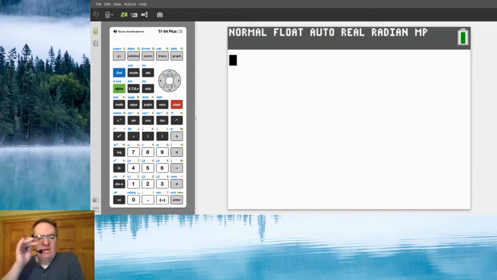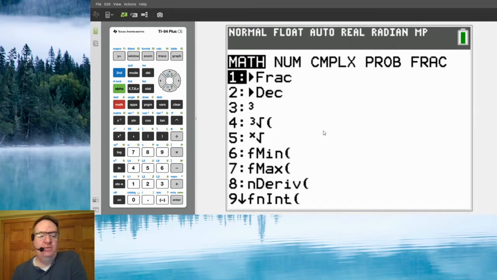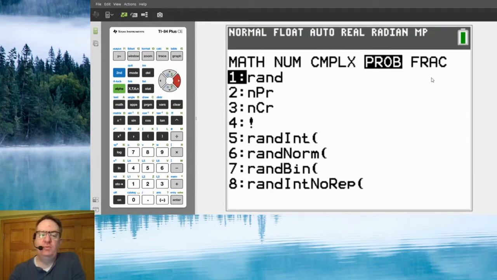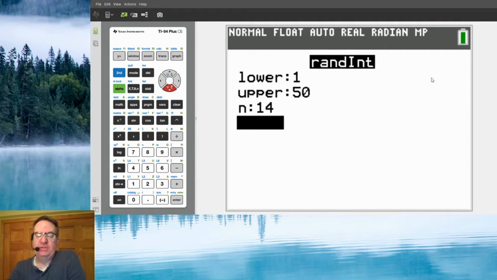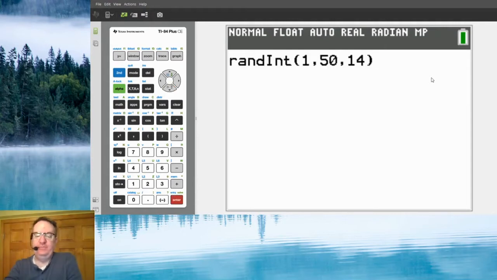So anyway, we go to our calculator here. Remember, we're going to go to math, and then over to probability, random integer. And I want to go 1 to 50. Remember, the reason we're picking 14 is because of the way the random integer function works, numbers have the same probability of coming up. And I would guess with 10 numbers, we're going to see some repeats.